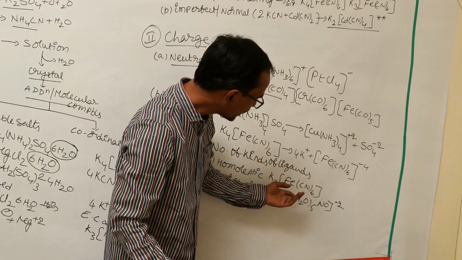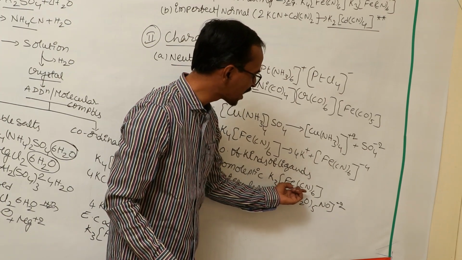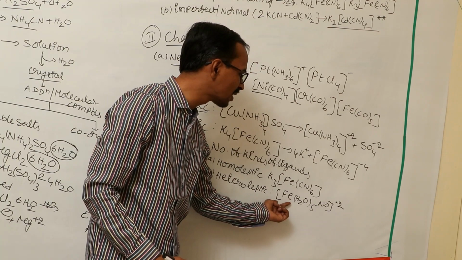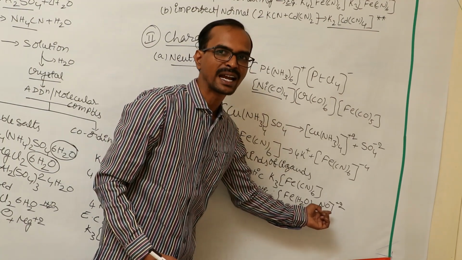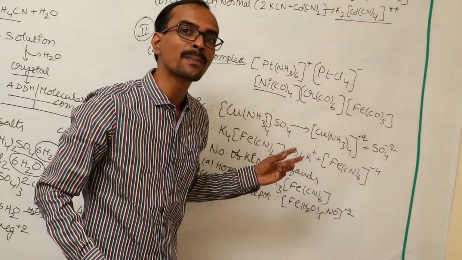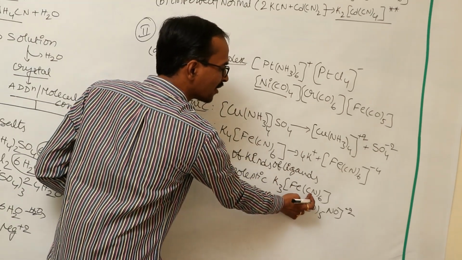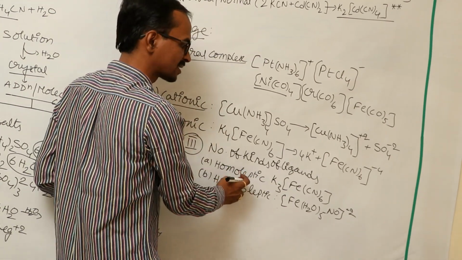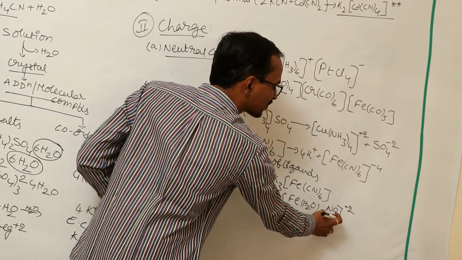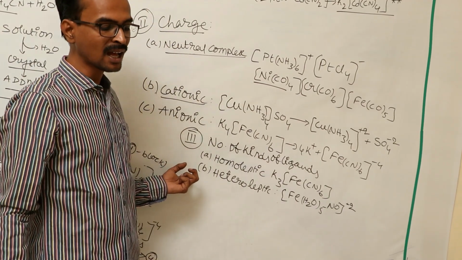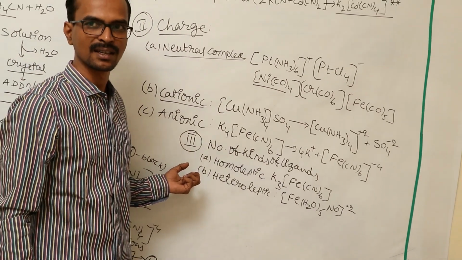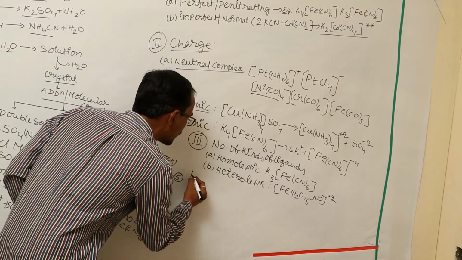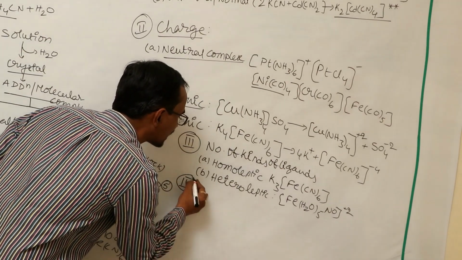Here you can see in this complex the central metal ion is attached to only one kind of ligand. In this complex the central metal ion is attached to 2 different kinds of ligands. So based on the number of kinds of ligands, here we have only one ligand, so they are called homoleptic complexes. Here we have 2 different kinds of ligands, so these are called heteroleptic complexes.